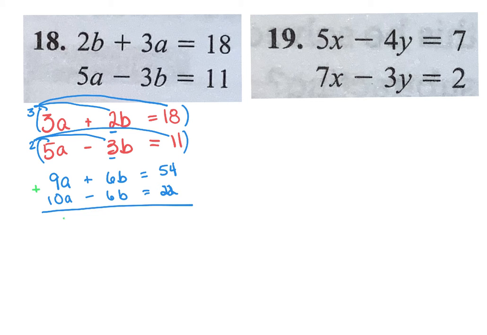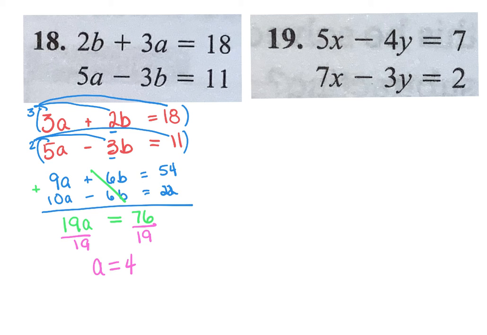9 and 10 give me 19a. These cancel, so then I just have the equal. 54 and 22, what do I get there? All right, 76. All right, what's my final step here? I'm going to divide both sides by that 19. All right, it is divisible by 19. What is 76 divided by 19? It's 4. A equals 4.